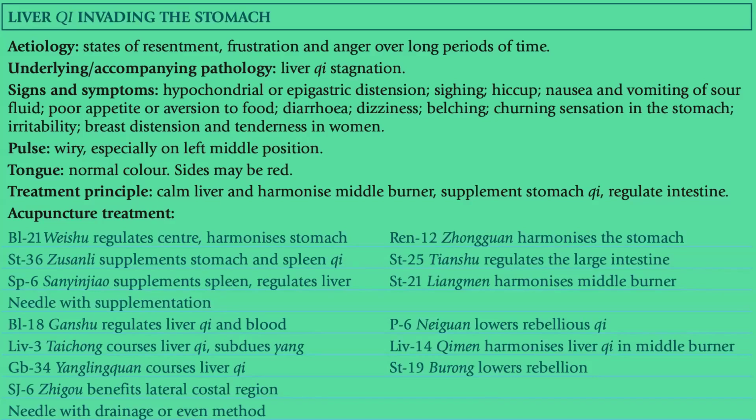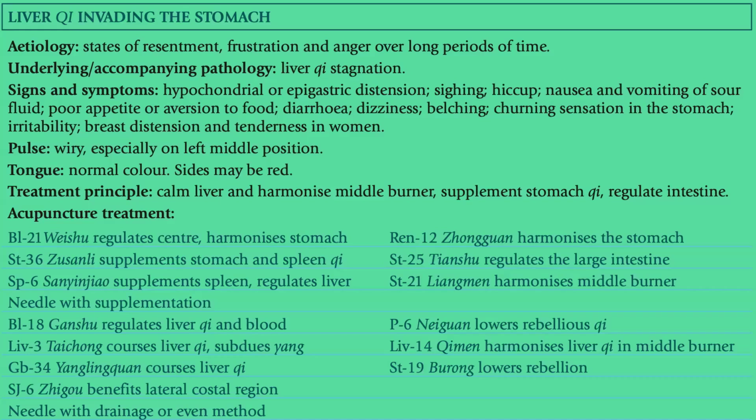Acupuncture treatment: bladder 21 regulates center, harmonizes stomach. Ren 12 harmonizes the stomach. Stomach 36 supplements stomach and spleen qi. Stomach 25 regulates large intestine. Spleen 6 supplements spleen, regulates liver. Stomach 21 harmonizes the middle burner. Needle with supplementation. Bladder 18 regulates liver qi and blood.